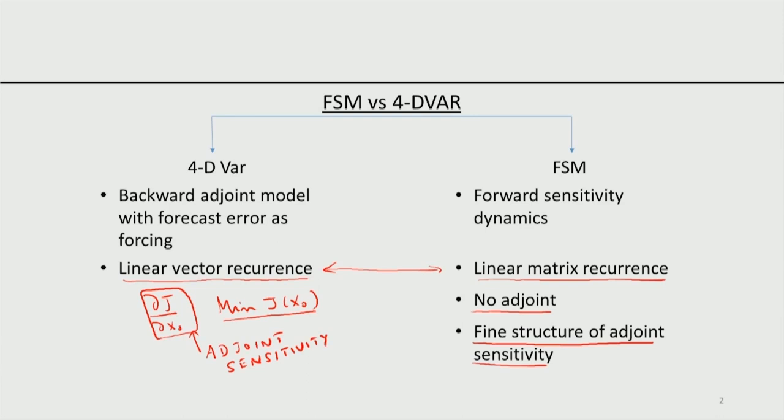As opposed to forward sensitivities U_k and V_k. So what is the fine structure of the adjoint sensitivity? We should be able to express the adjoint sensitivity using U_k and V_k and forecast errors. So it is this ability to express the adjoint sensitivity as a function of the product of forward sensitivities and the forecast error that relates to the fine structure of the adjoint sensitivity. And this has lots of advantages that we will talk about in a minute.